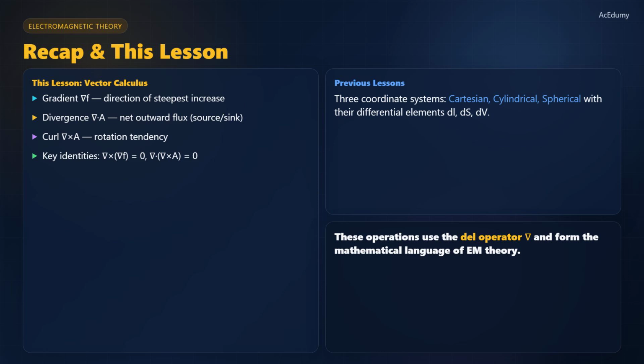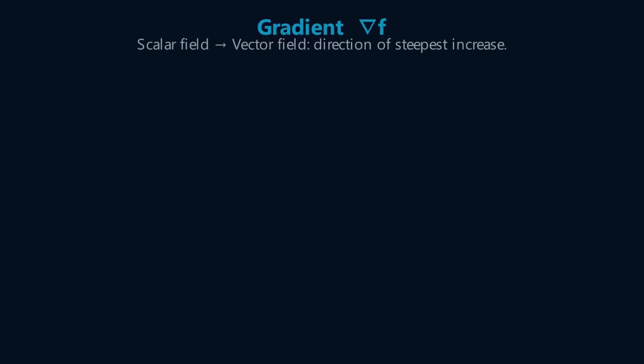The gradient tells us the direction of steepest increase of a scalar field. The divergence measures how much a vector field spreads out from a point, and the curl measures the rotation or circulation of a vector field. The gradient operates on a scalar field and produces a vector field.